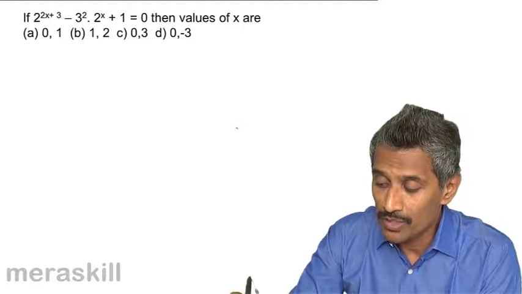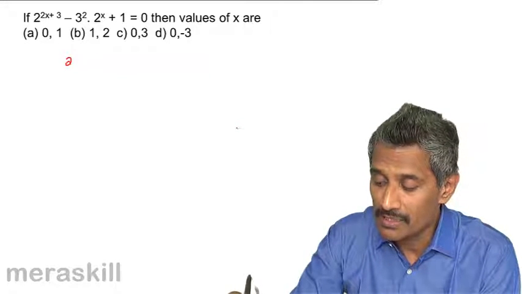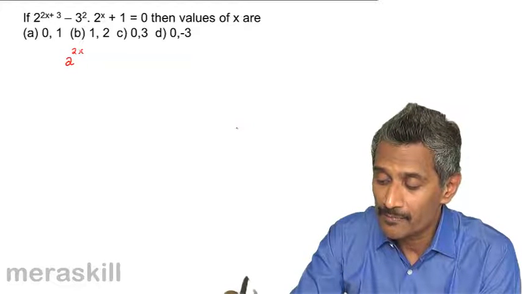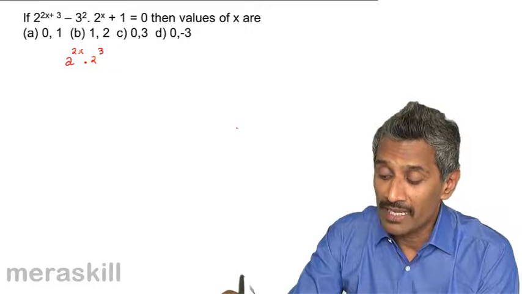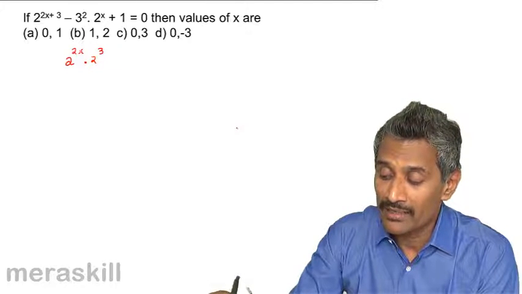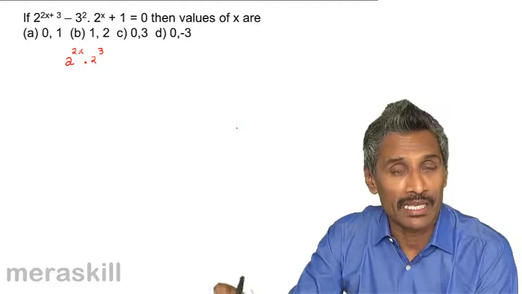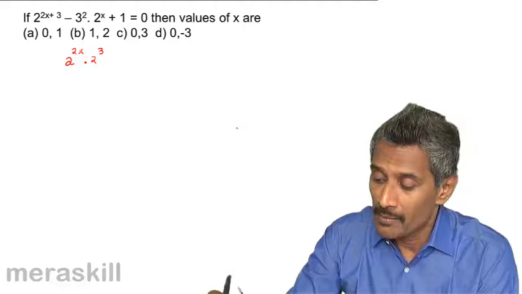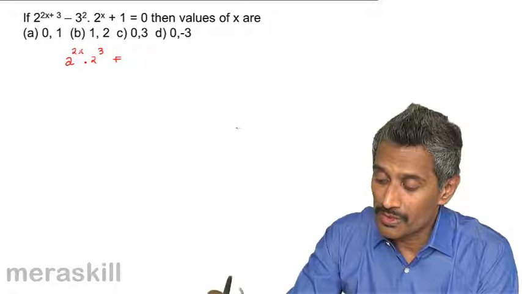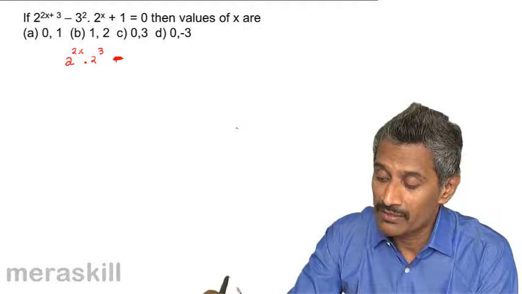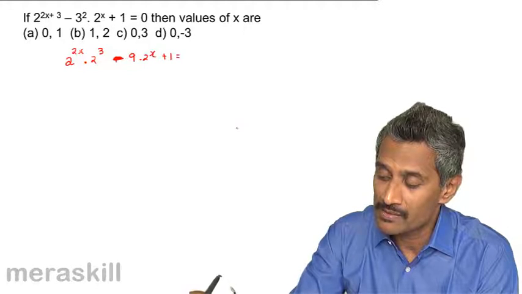So 2 raised to 2x plus 3 can be written as 2 raised to 2x into 2 raised to 3, using the rule that a raised to m into a raised to n is a raised to m plus n. Common base, different indices, multiply. Minus 3 squared, which is 9, into 2 raised to x plus 1 is 0.